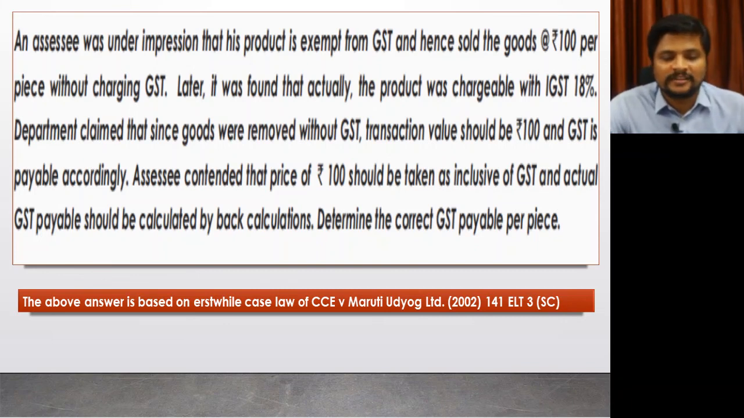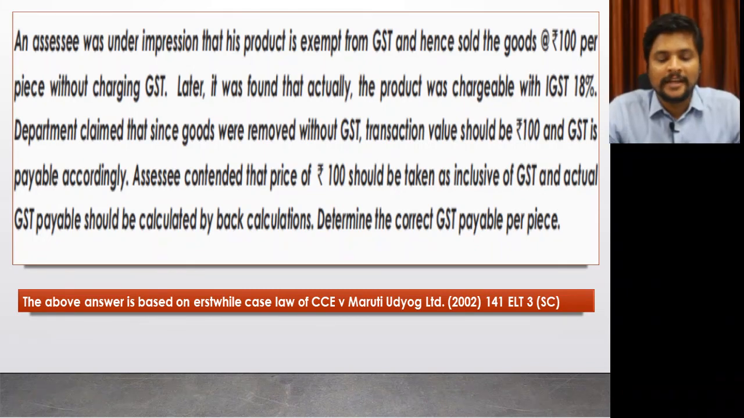This scenario is based on a case law. We have to refer to this case law to answer this question. This case law is Commissioner of Central Excise versus Maruti Udyog Limited. This case law came in 2002. By applying this particular case law, we can answer the above scenario. Applying this case law, based on the decision of the Supreme Court, the answer is that whatever the assessee contended, that the price charged by the assessee is inclusive of GST, is correct, and the decision is provided in favor of the assessee.